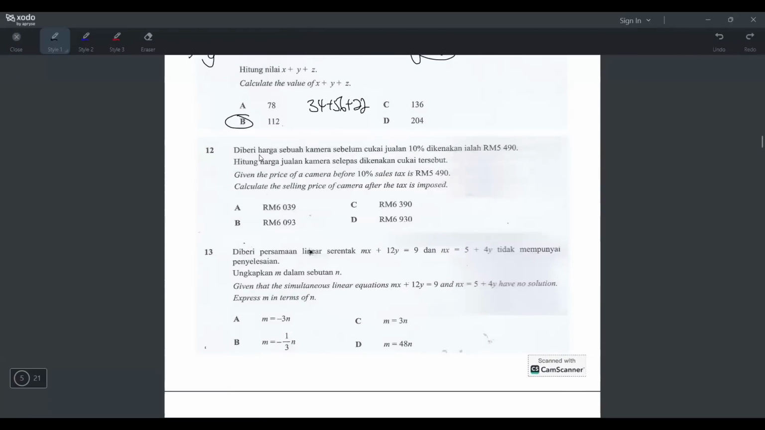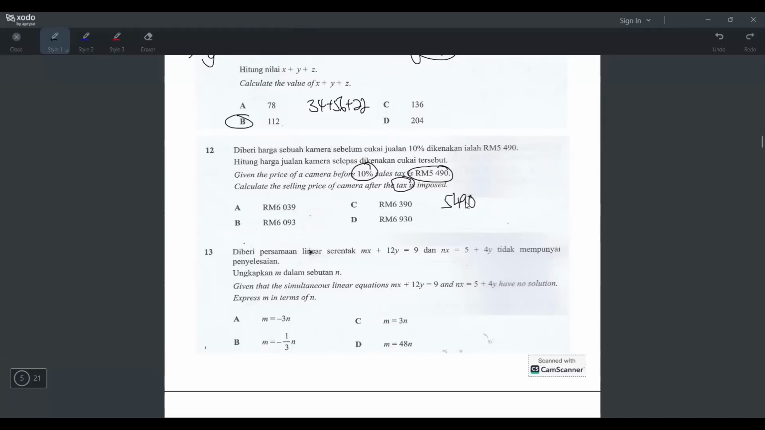Okay, number 10. Given the price of camera before 10% sales tax is 5490, calculate the selling price of camera after the tax is imposed. Okay, if you are trying to buy something and they charge service tax or sales tax, it means you have to pay more. So if they say 10% service tax, the price of camera before 10% tax is 5490.